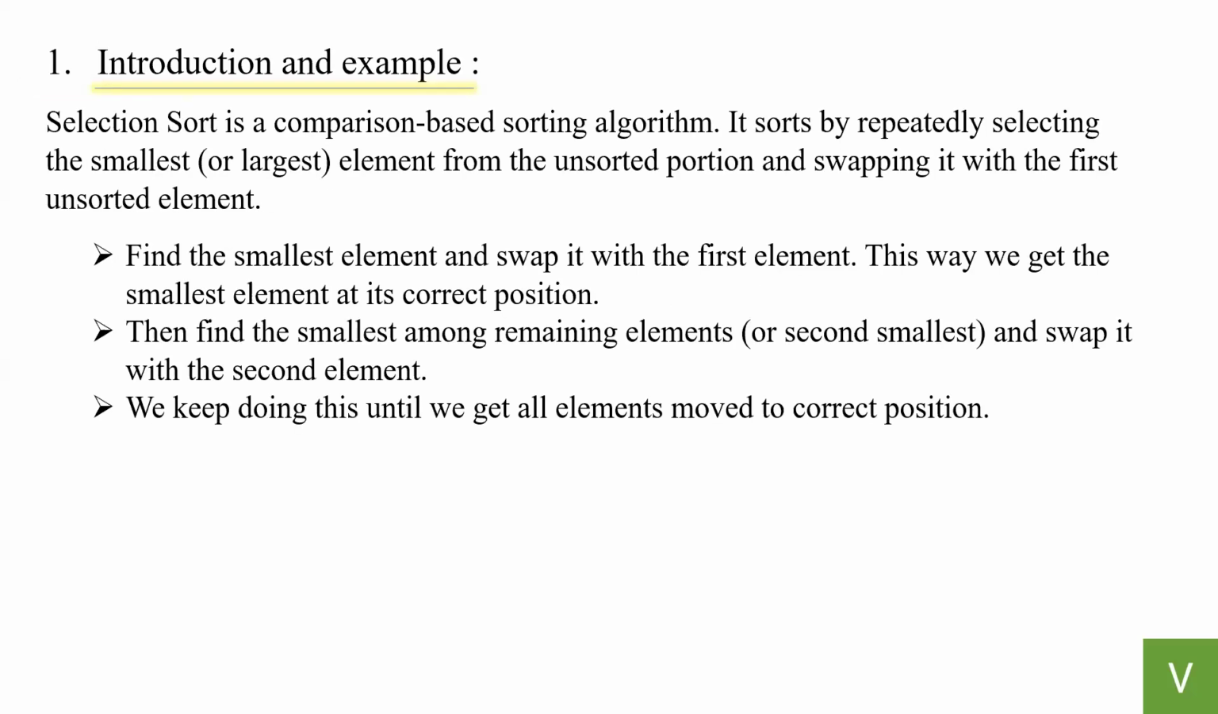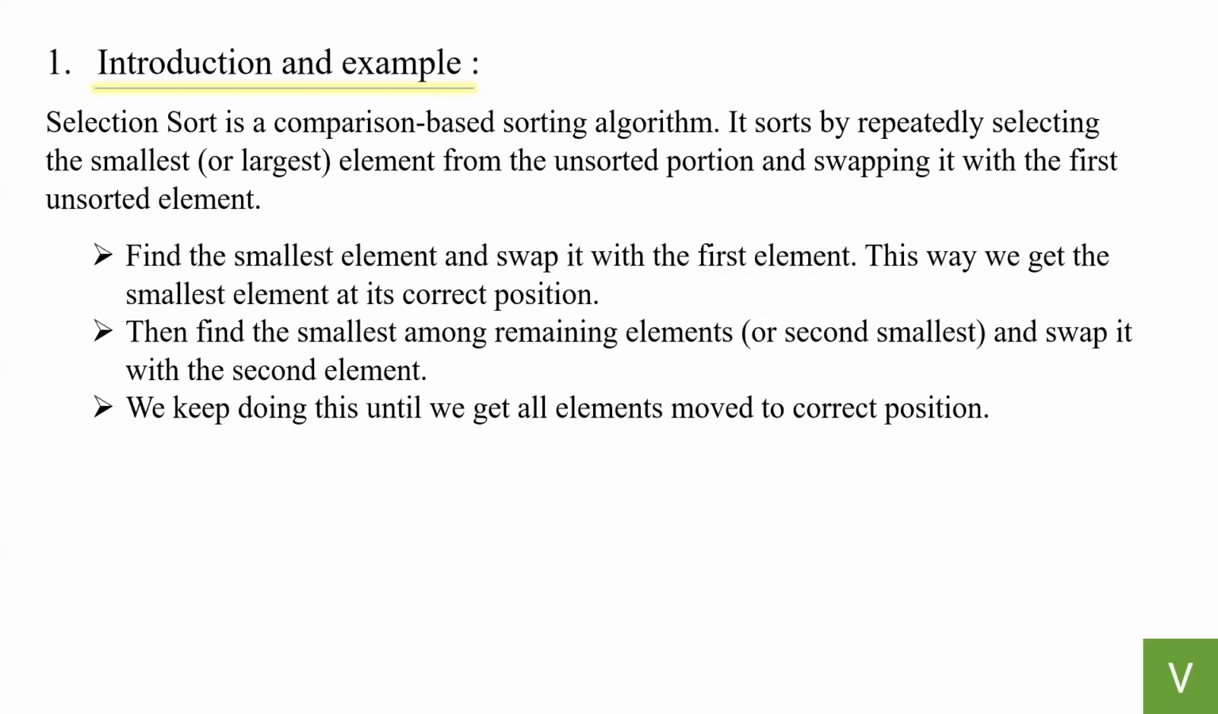Now let us see what is meant by selection sort. Selection sort is a comparison-based sorting algorithm. It sorts by repeatedly selecting the smallest element or the largest element from the unsorted portion and swapping it with the first unsorted element. So here the input will be an unsorted array. We apply the selection sort algorithm to it, and finally the output will be a sorted array.